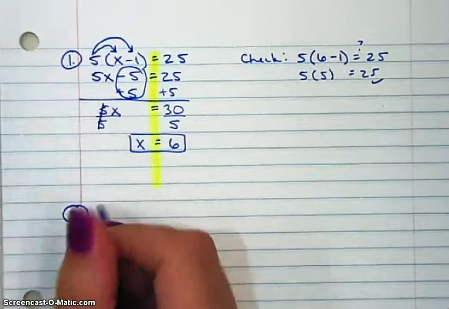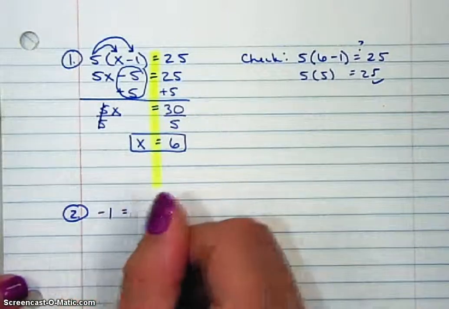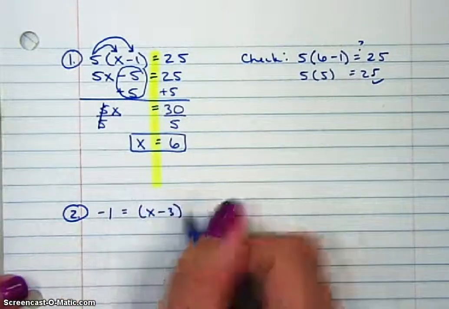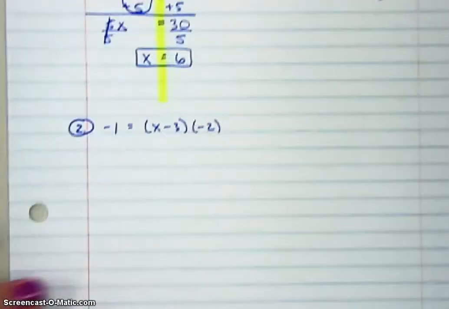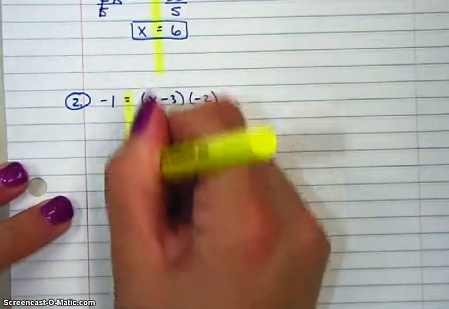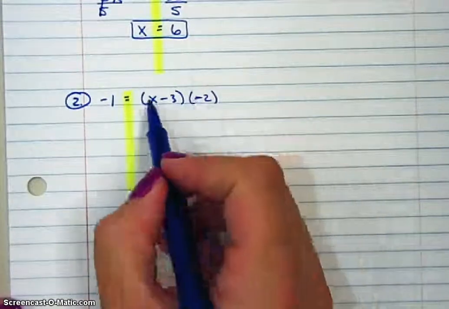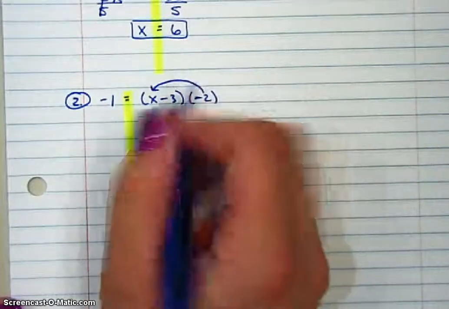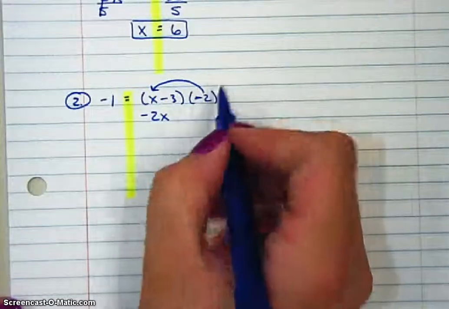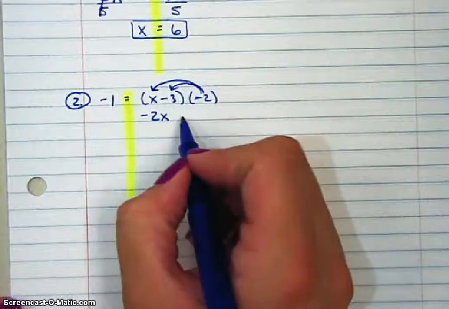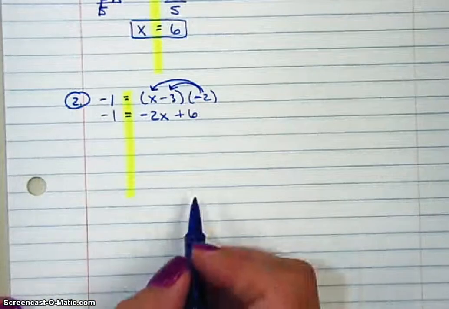Let's try another one. Okay, on this one, you'll notice our distribution is a little backwards, and our variable is on the other side. It still works the same way. Okay, so we're going to distribute this time negative 2, starting with x, so that's negative 2x. We read left to right, we distribute left to right. Then negative 2 times negative 3 is positive 6. And then don't forget your equals and your negative 1.